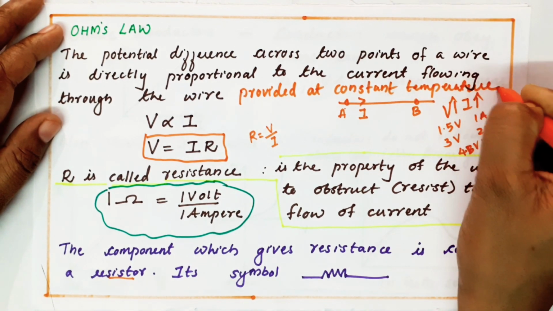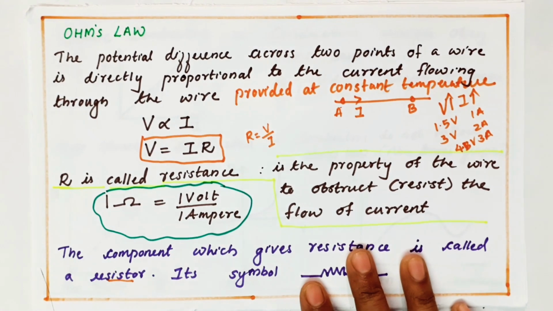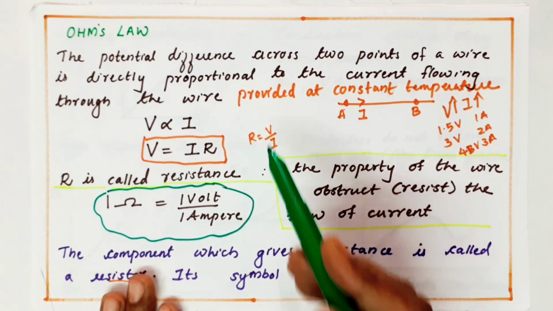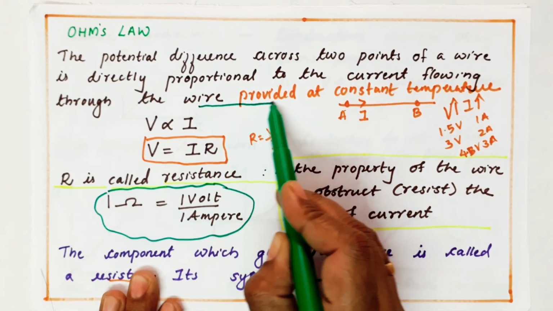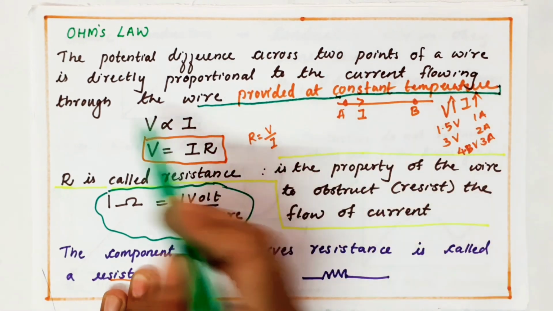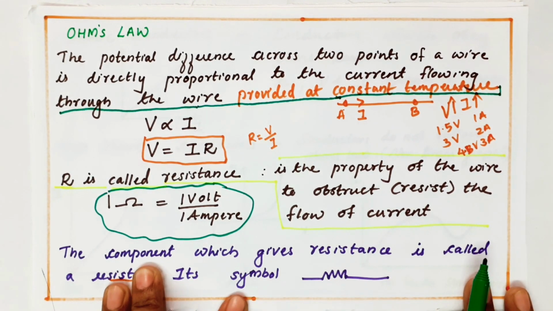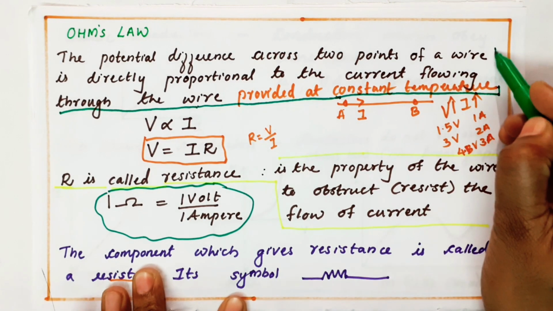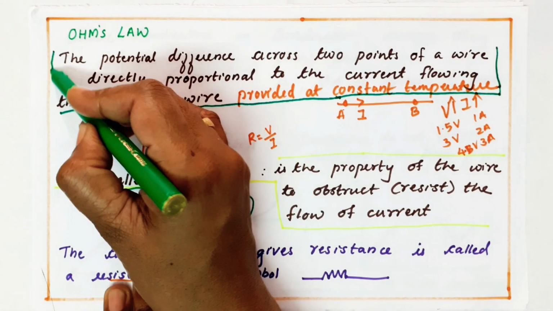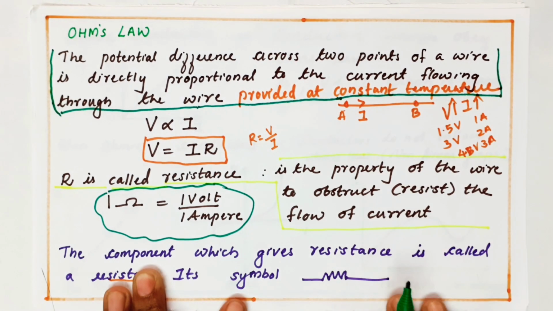Okay, so now you got it clear, I feel. This point I did not write because many of the people will write till here only. But this is very important. It is provided at constant temperature. Clear? So it is not compulsory that all the time V is proportional to I. That will happen only at which one? I changed the color because it will happen only at constant temperature. As the temperature increases, it won't satisfy this rule.